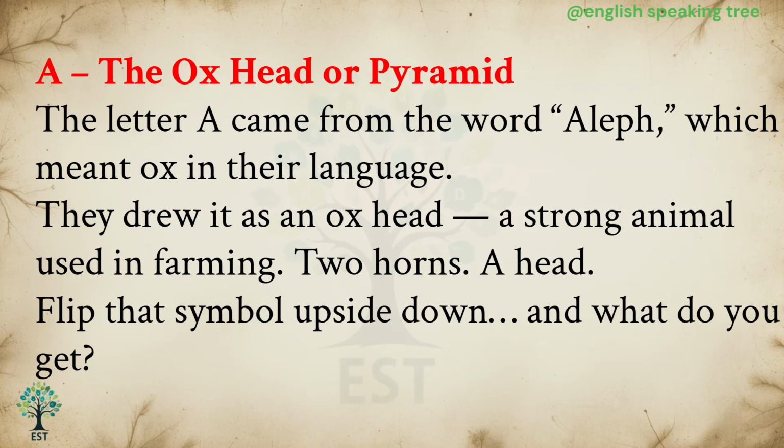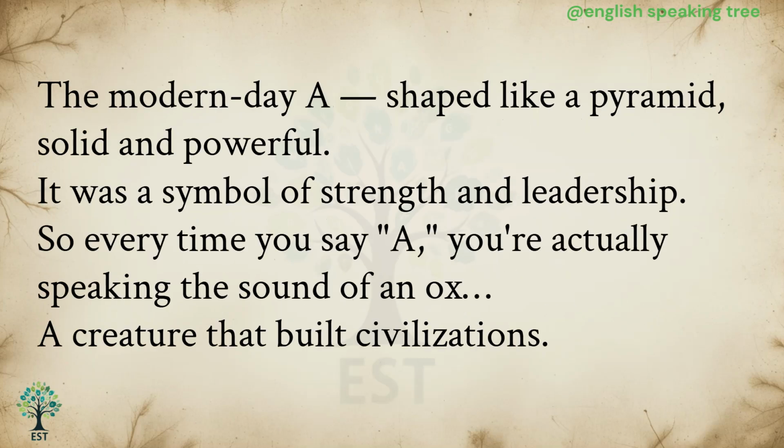The letter A came from the word Aleph, which meant ox in their language. They drew it as an ox head, a strong animal used in farming. Two horns, a head. Flip that symbol upside down, and what do you get? The modern day A, shaped like a pyramid, solid and powerful. It was a symbol of strength and leadership. So every time you say A, you're actually speaking the sound of an ox, a creature that built civilizations.